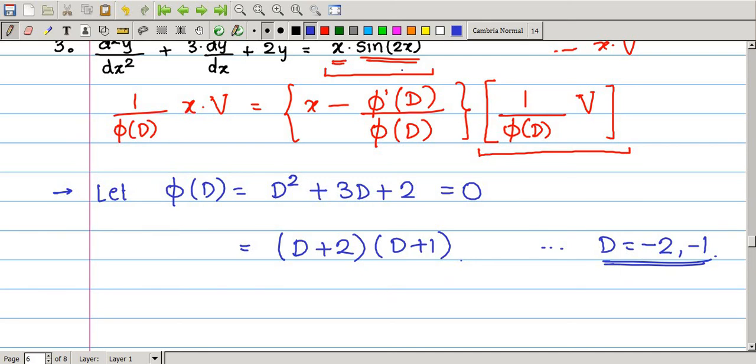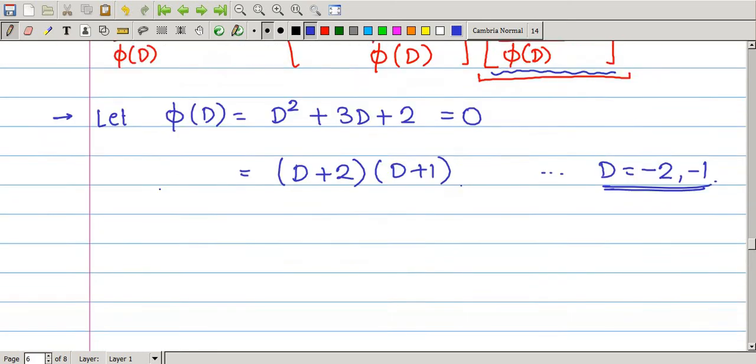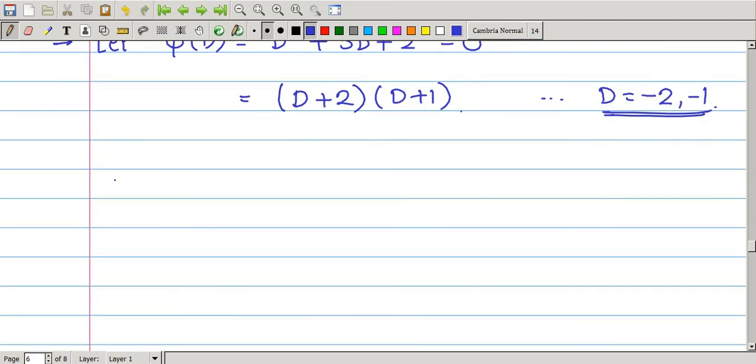So by shortcut method formula, if we replace d square by minus 4, this is not the case of failure. So this value is obtained without any case of failure. So we are through. We can apply shortcut method formula. Otherwise, we can apply variation of parameters method as well. So we consider complementary function as c1 e raised to minus 2x plus c2 e raised to minus x.